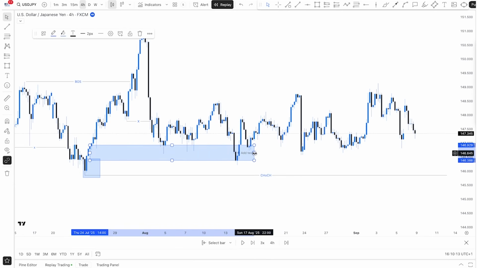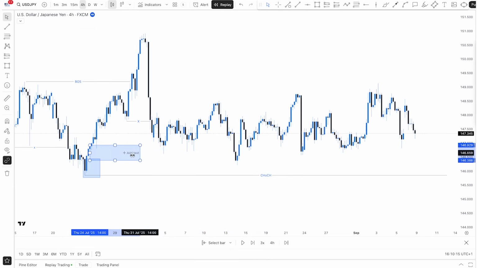All right, so that is why we always pay attention to unmitigated POIs. And then moving on, any other POI we identify just before our inducement zone, we don't want to buy before our inducement, else it will become a smart money trap. This is where a lot of traders get confused as to what to do when all POIs have been mitigated. So let's take all of these off.